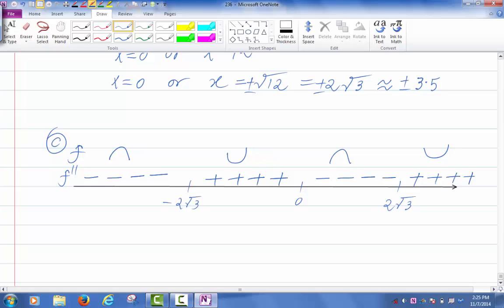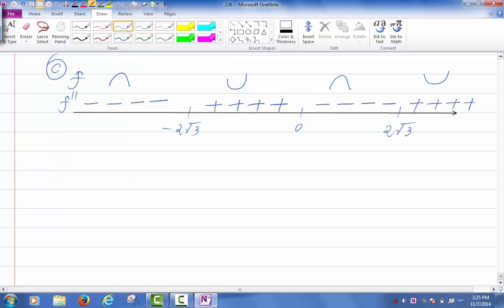Are we okay with that? Is everybody okay with that? So we know exactly where the function is concave up and concave down. And so this was step number 5. And step number 6, we want to compute some points on the graph, okay? Because we want to draw the graph of the function.